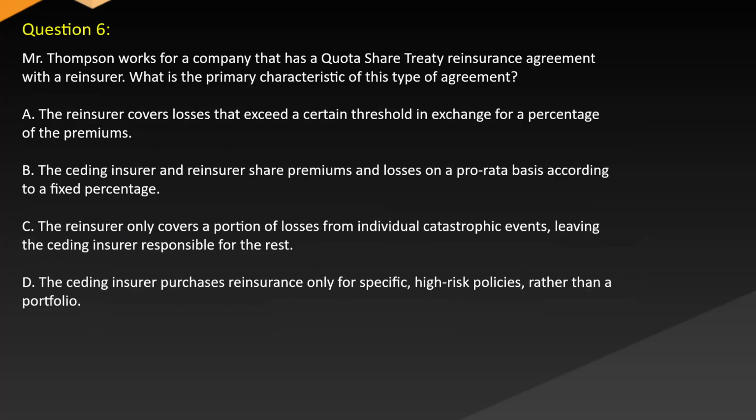Question 6. Mr. Thompson works for a company that has a quota share treaty reinsurance agreement with a reinsurer. What is the primary characteristic of this type of agreement? A. The reinsurer covers losses that exceed a certain threshold in exchange for a percentage of the premiums. B. The ceding insurer and reinsurer share premiums and losses on a pro rata basis according to a fixed percentage. C. The reinsurer only covers a portion of losses from individual catastrophic events, leaving the ceding insurer responsible for the rest. D. The ceding insurer purchases reinsurance only for specific policies rather than a portfolio.